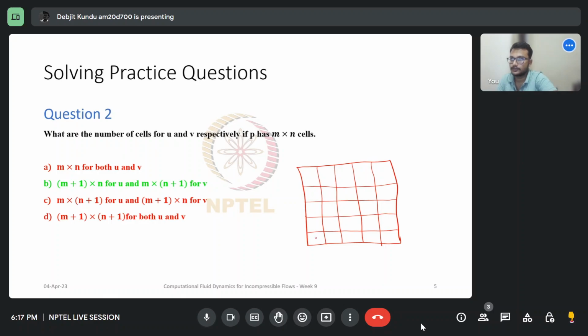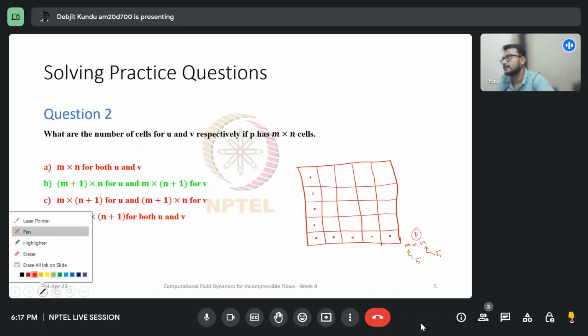So pressure we store at the cell centers. How many cell centers do we have? We have 5 rows and 5 columns. So m cross n, here our m is 5, n is also 5, for p. Right. Now we will slowly start writing the things for u and v.